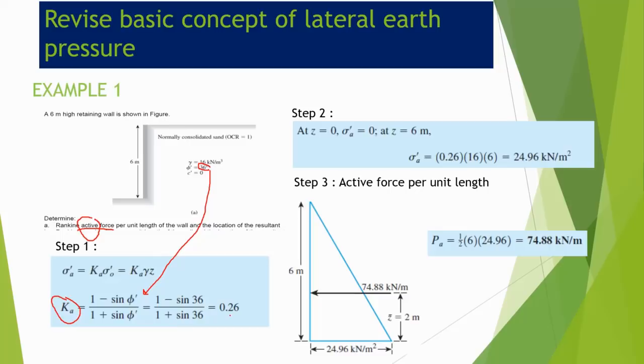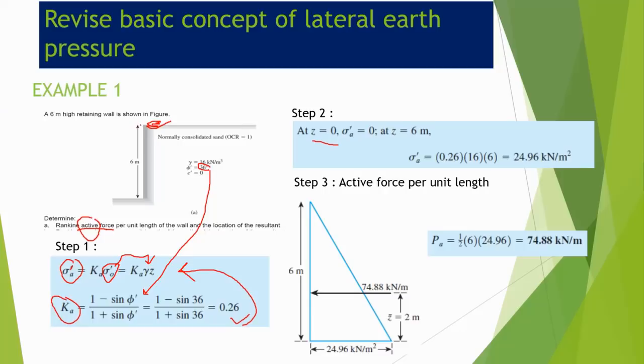Kenapa cari coefficient? Because we need to find the horizontal stress. Okay. This is a horizontal effective stress. Sorry, it's an effective stress because we have this symbol, effective stress. Okay, this is a vertical effective stress bersamaan dengan gamma z, unit weight times with the z. Okay, so step 2, bila dah cari Ka, step 2 cari apa? Tengok, kalau z dia kosong, kalau di atas ni kosong, tak ada apa-apa. So, kalau ni kosong, tak ada apa. So, tu punya stress dia, the horizontal stress dia adalah kosong lah. Horizontal untuk effective, untuk active stress is kosong lah. Betul?